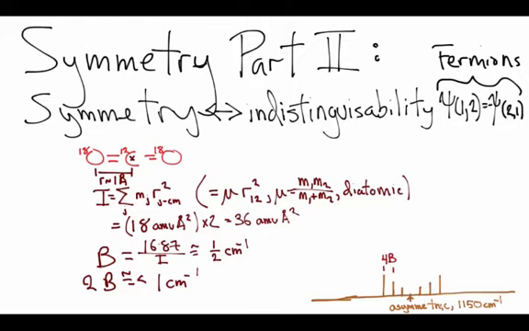And that is entirely because of the symmetry requirement that you cannot tell the two 18 oxygens apart. And it shows up in the line spacing. And it gets even weirder.